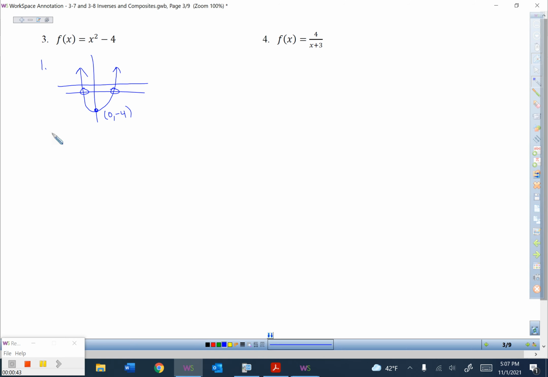So what we're going to do here, in still step 1, we're going to say that f of x fails the HLT. So the inverse is not a function. And we're not going to waste our time going to find it.